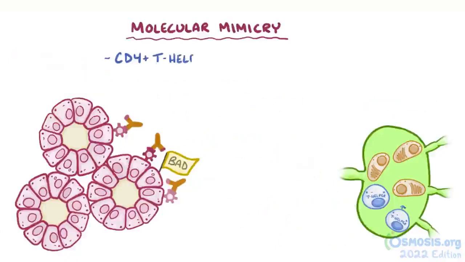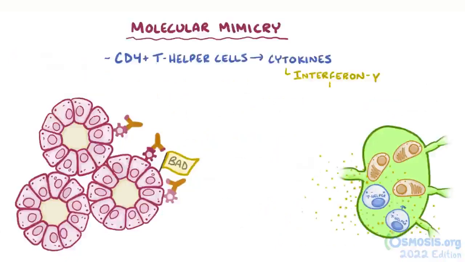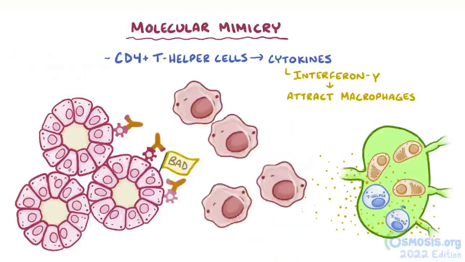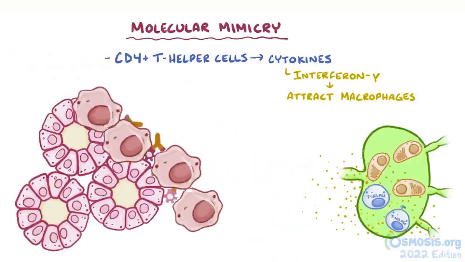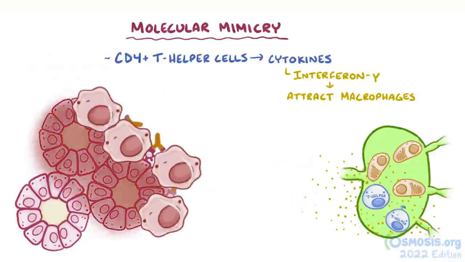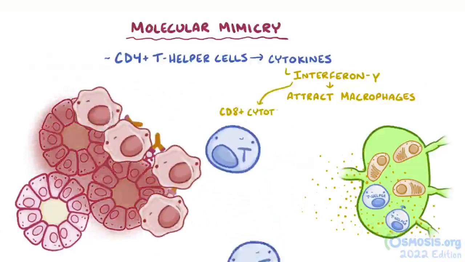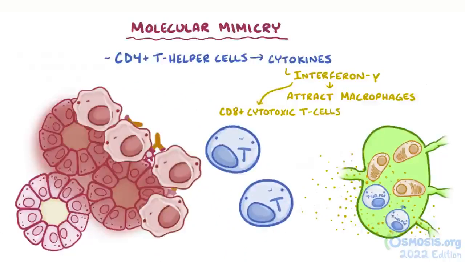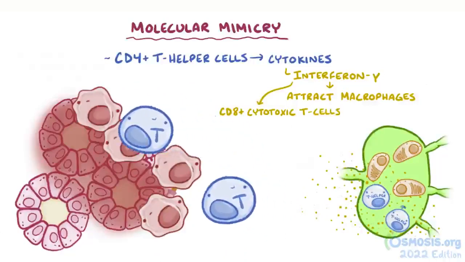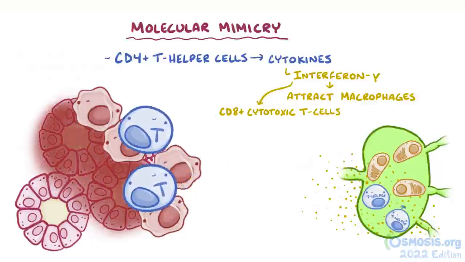Meanwhile, CD4 positive T helper cells produce inflammatory cytokines, like interferon gamma, which attract macrophages into the thyroid gland, which go on to cause damage to the follicles. These cytokines also attract another type of T lymphocytes, called CD8 positive cytotoxic T cells. CD8 positive cytotoxic T cells directly target and destroy thyroid follicular cells.